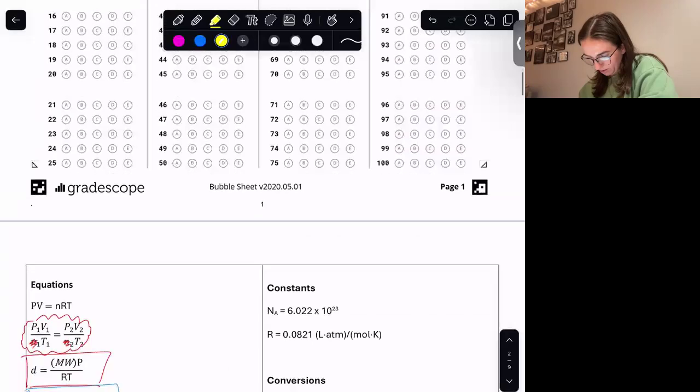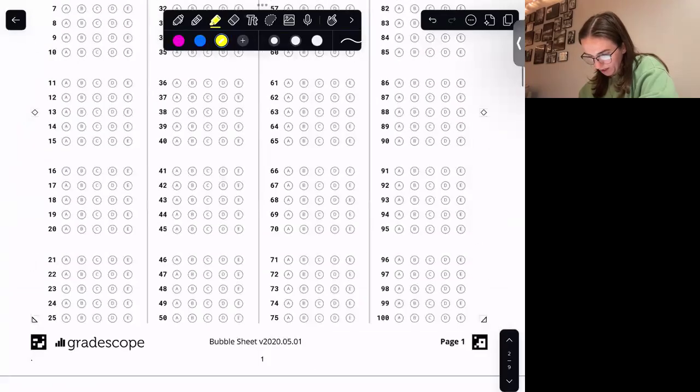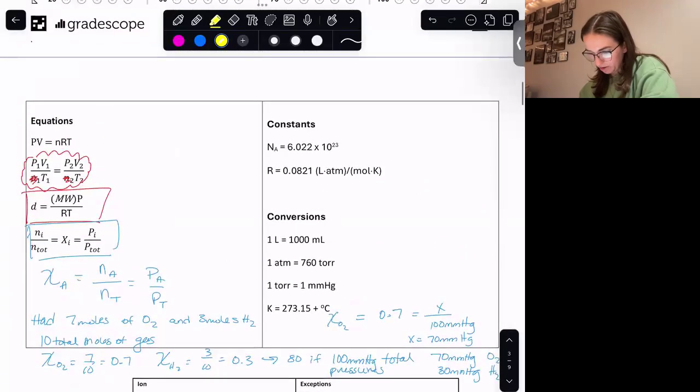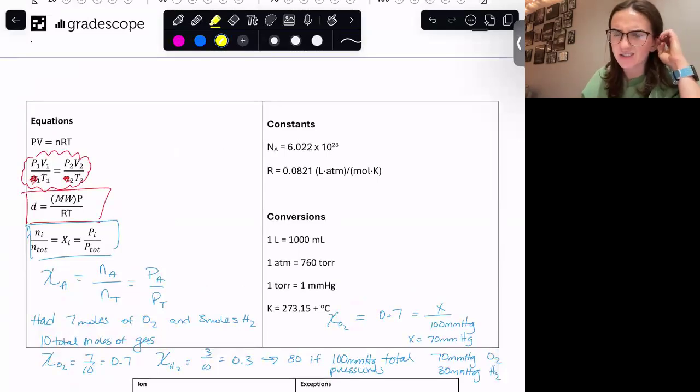Acid base chart. You will probably not be given an acid base chart. You will just have to recognize your strong acids and strong bases.